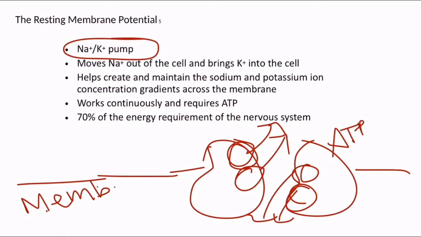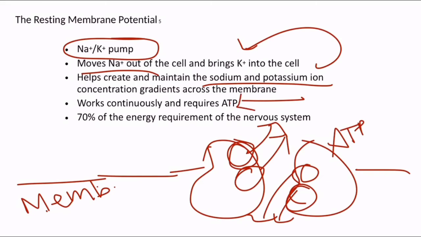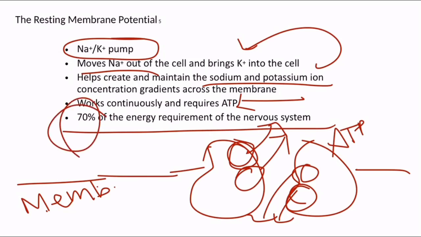So as sodium is now moving out of the cell, it brings all this potassium back into the cell. And that helps create and maintain that sodium-potassium ion concentration gradient across the membrane. It works all the time as long as we have ATP. And the thing of it is, it's really expensive. So most of that sugar that your brain's eating is going to go straight to the manufacture of this ATP. It's actually about 70% of the energy work requirement.